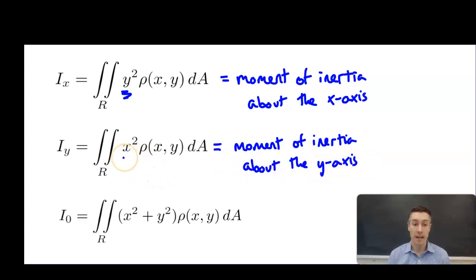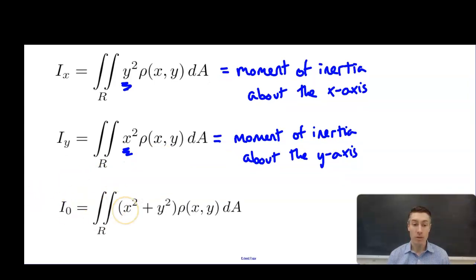Distance from the y-axis is x, so we're squaring the x-coordinate, multiplying it by the density function. That gives us our moment of inertia about the y-axis. And then the last one down here, with the subscript of 0, that's our polar moment, or moment of inertia about the origin.